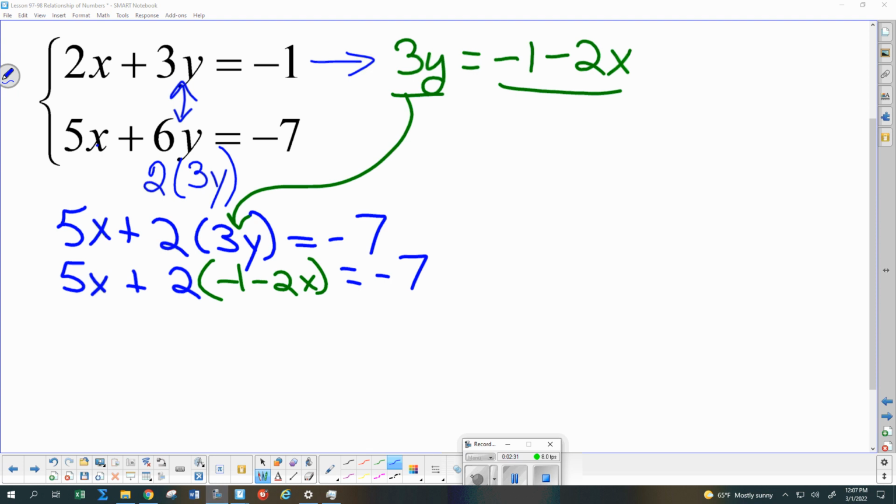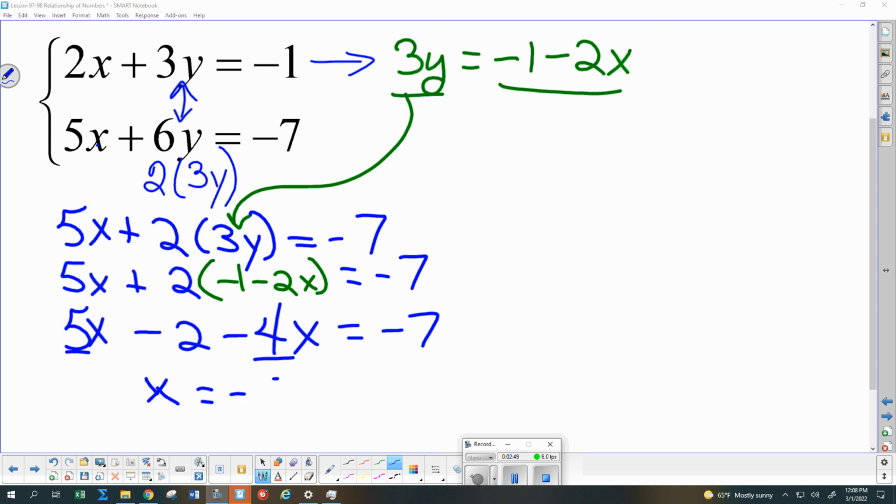Okay, you guys just said you got -5. Let's see if I can catch up to that. 5x minus 2 minus 4x is -7. Did I do that much right? Combine the x's, and I have an x, add 2 to both sides, and I agree with you, -5. Need to finish solving it.